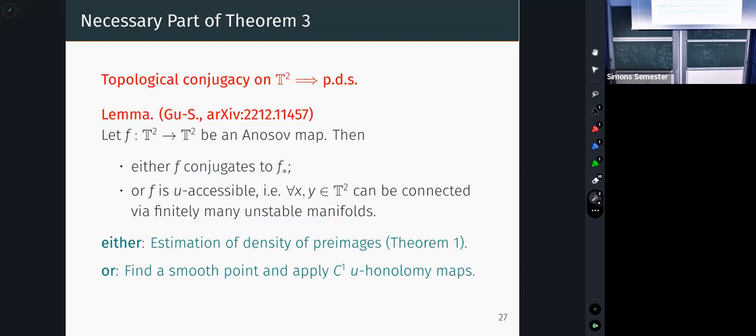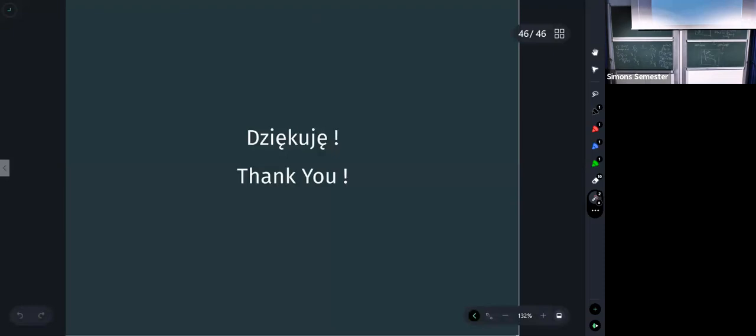Because you have a homeomorphism, you can always find a smooth point. Yes, and okay, I think I'm going to stop here. Thank you.